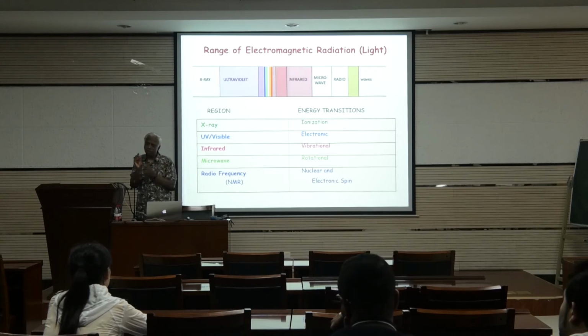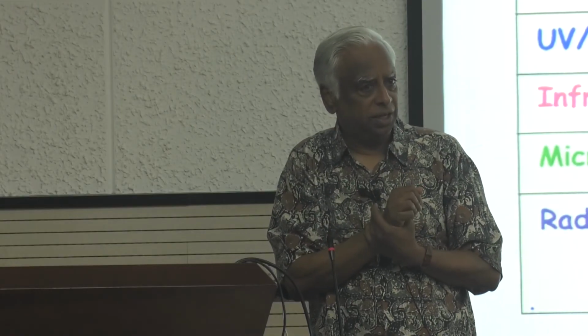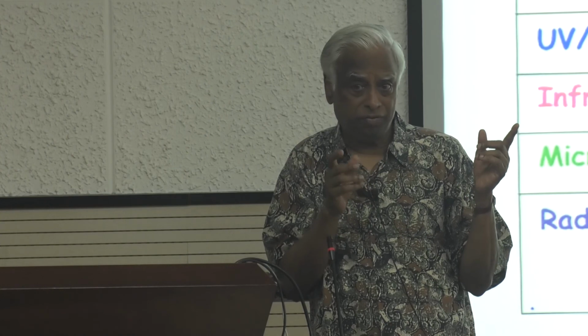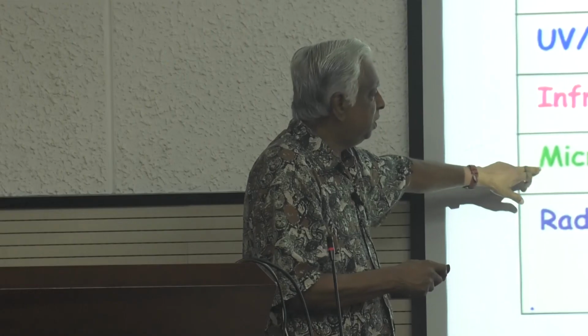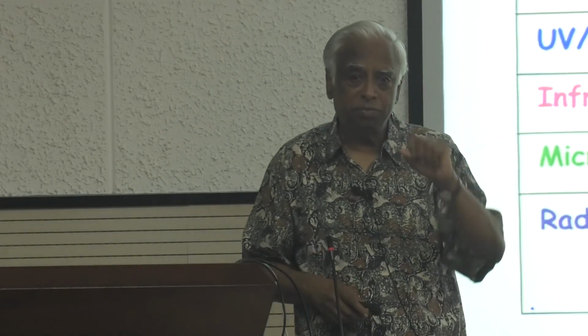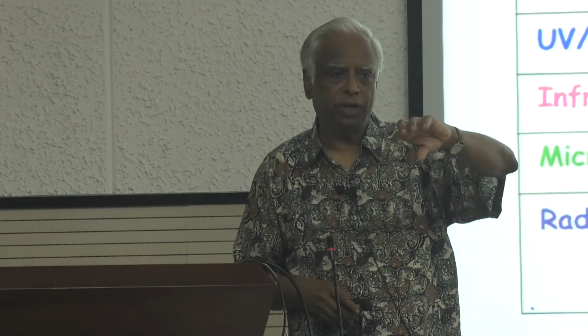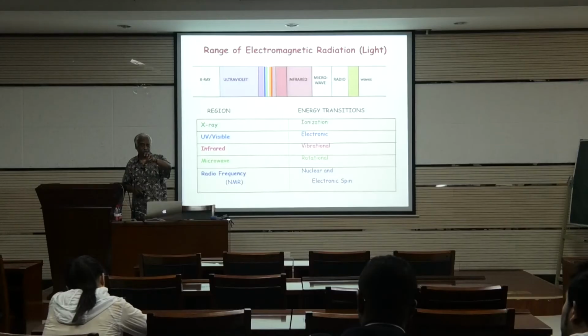The vibration energies are only 5 kilocalories, 10 kilocalories like that. The electronic transitions are 50 to 200, so it's a lot more than the vibrations. And then microwave. Microwave is the one that we cook something with at home. If you use microwave, the molecules will rotate, whereas when you use infrared, molecules will move.